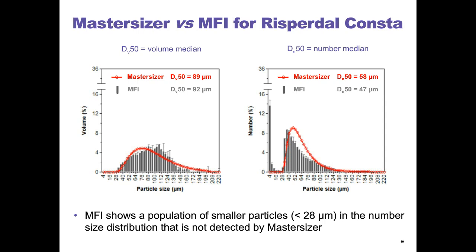In contrast, the number size distributions on the right showed a remarkable difference between the two techniques. MFI showed an additional population of smaller particles less than 28 micron in the number size distribution of Risperdal Consta that was not detected with Mastersizer. And this was also reflected in the DN50 values measured with Mastersizer and MFI, which were 58 and 47 micron respectively.